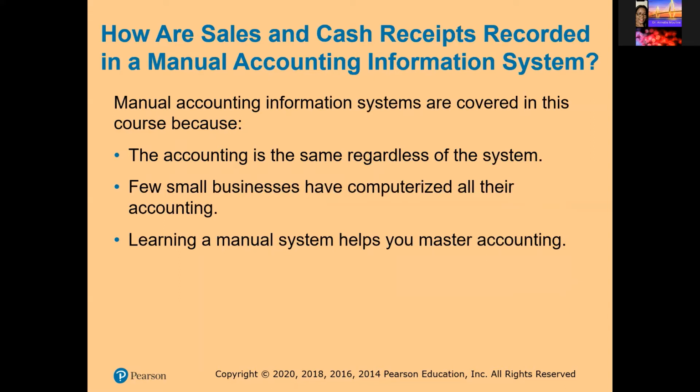You may be wondering why we cover manual accounting information systems when many businesses have computerized systems. Well, there are three main reasons. One, learning a manual system equips you to work with both manual and computerized systems. The accounting is the same regardless of the system. Two, few small businesses have computerized all their accounting. Even companies that use QuickBooks or Sage 50 accounting, two popular entry-level accounting information systems, keep some manual accounting records. And three, learning a manual system helps you master accounting.